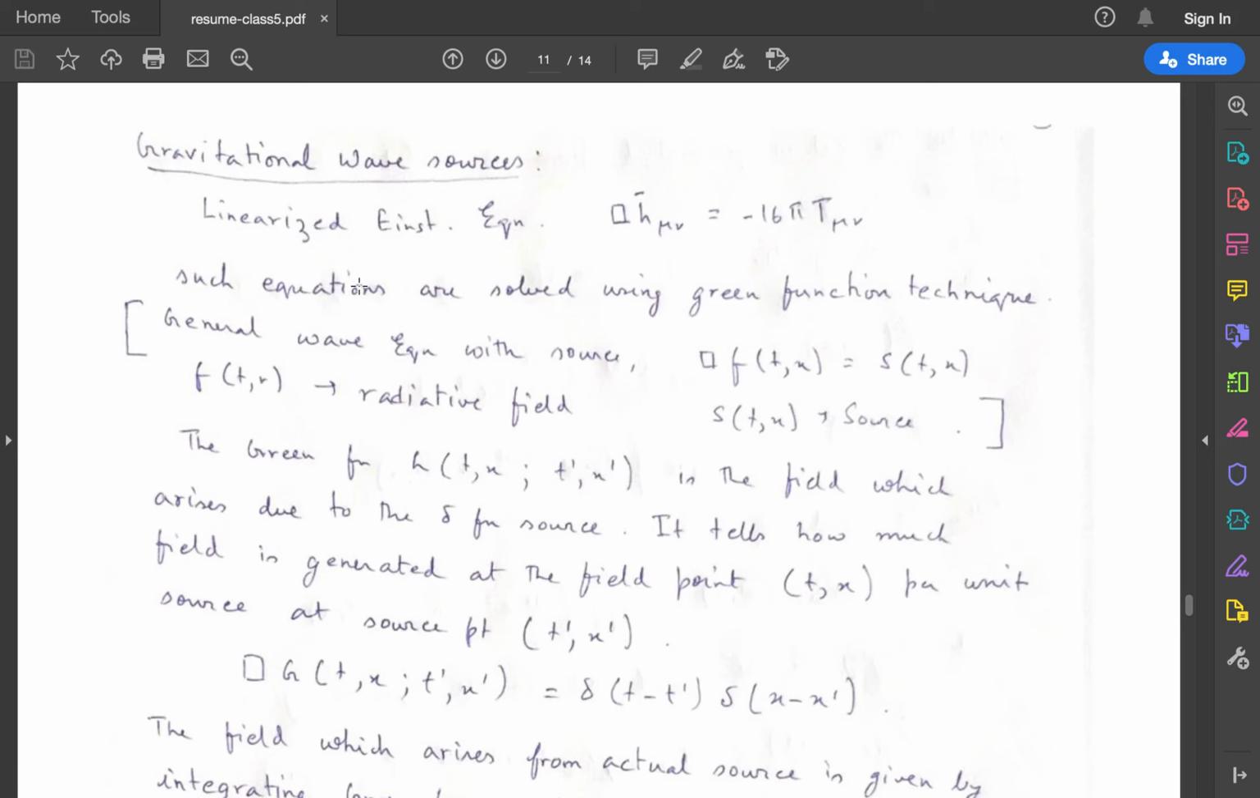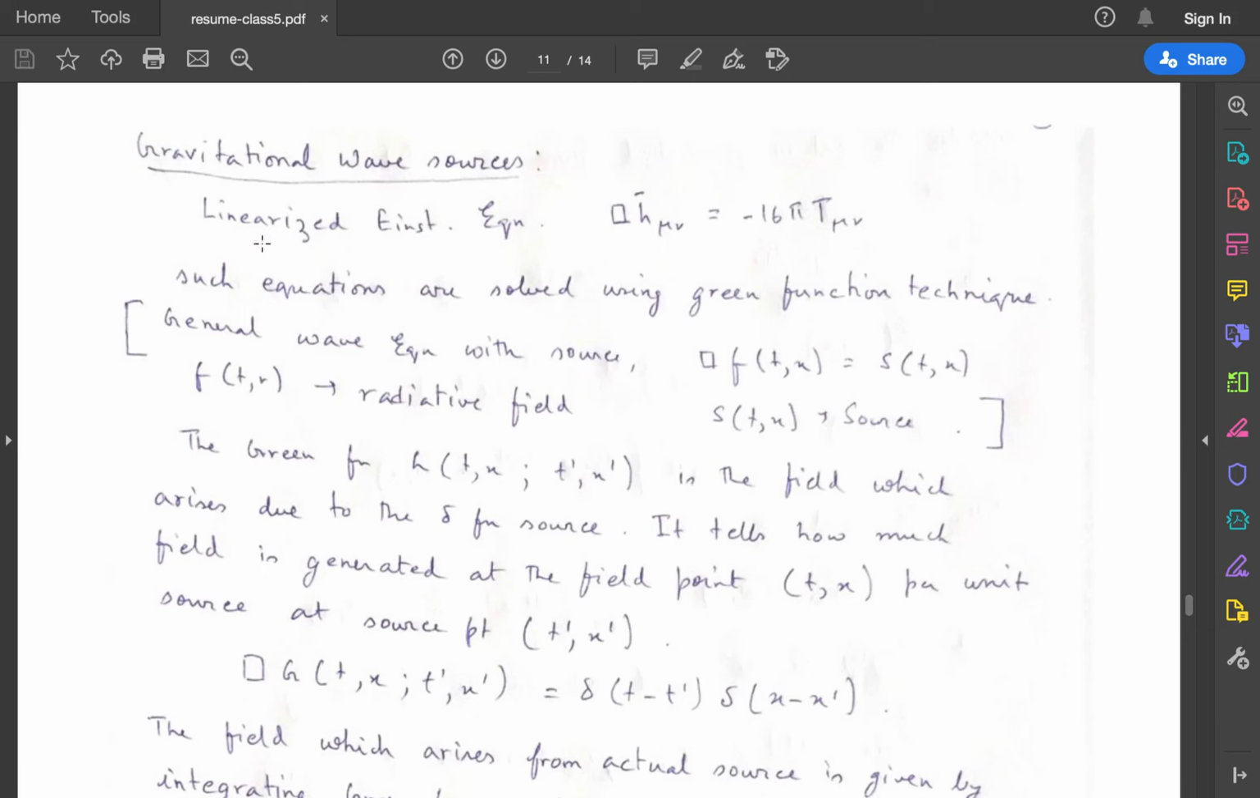However, we will change this here. Now we will look at how waves and gravitational wave radiation are emitted, and what the form of the wave equation is if they are emitted from some sources. We will do that.